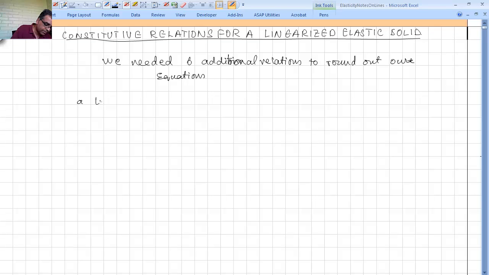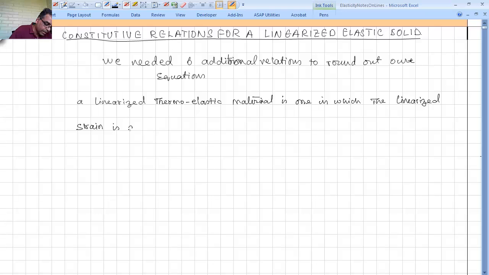A linearized elastic material, so let us make it more general than that. A linearized thermoelastic material is one in which the linearized strain is a linear function of the stress components and the temperature.